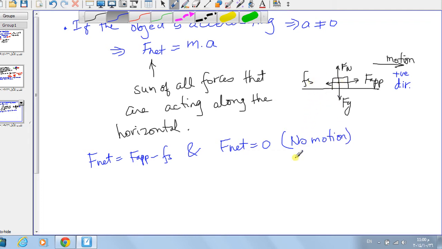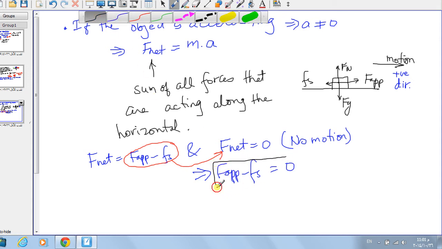The object is static, F net equals 0. So here I can replace F net by those two. F net is equal to F applied minus Fs, so instead of writing F net equals 0, I can write F applied minus Fs equals 0. This equation, we can take as the first equation. This is one equation.